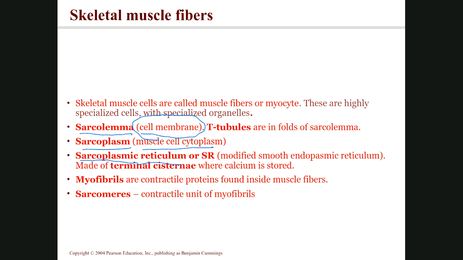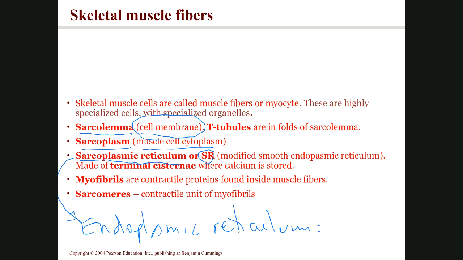Remember that endoplasmic reticulum was made of membranes, and there was a smooth endoplasmic reticulum and rough endoplasmic reticulum. The acronym was ER, and so there was a smooth ER and rough ER. Rough ER was involved in protein synthesis. The smooth ER was the storage place.